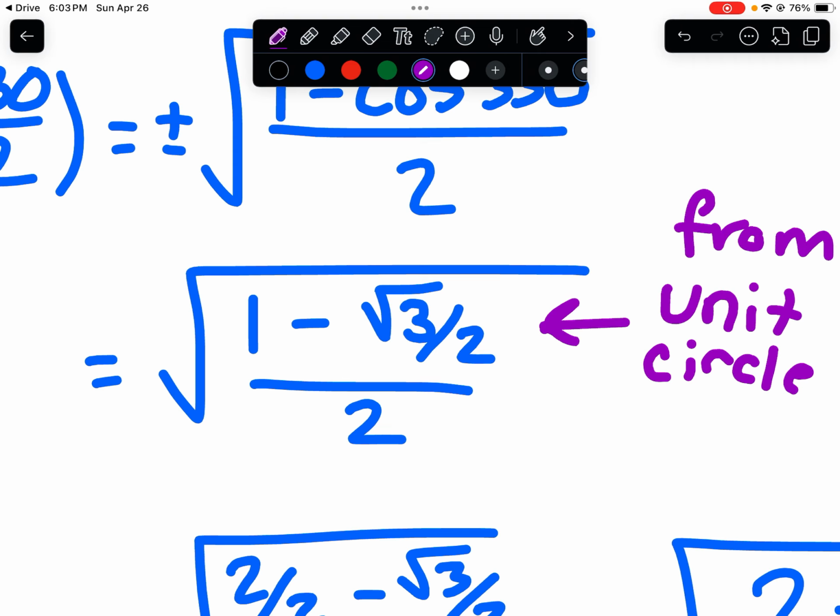So that root 3 over 2, say this piece here, is coming from the unit circle. Okay, so that's just going to be different based on the angle that you're working with. Okay, it might be root 3 over 2, it might be negative 1/2, might be negative root 2 over 2, who knows? But then again, we're going to want to try to simplify as much as we can.